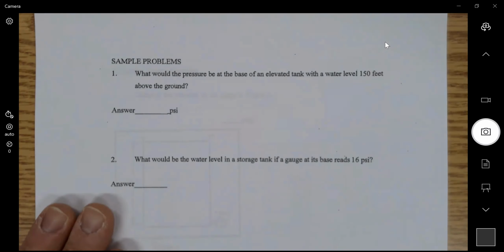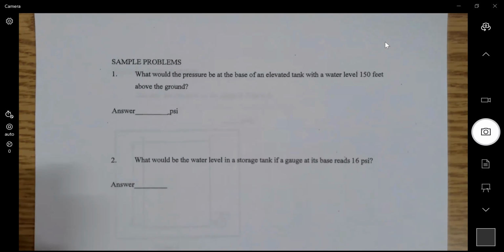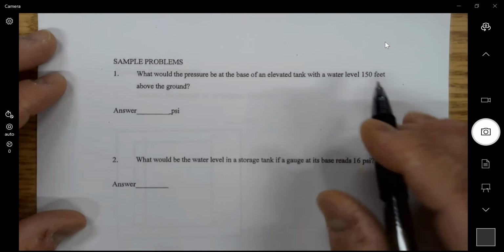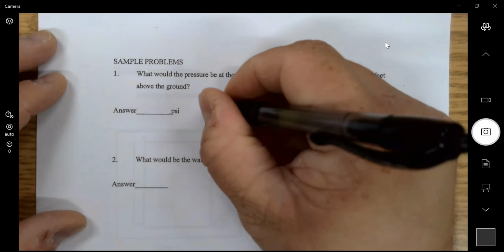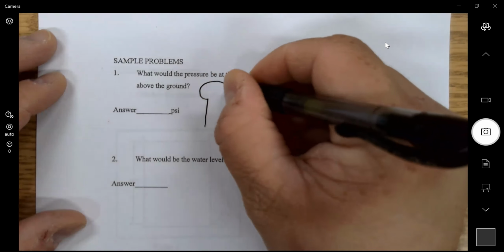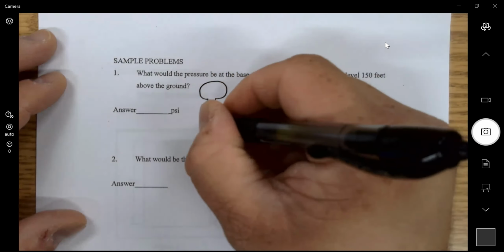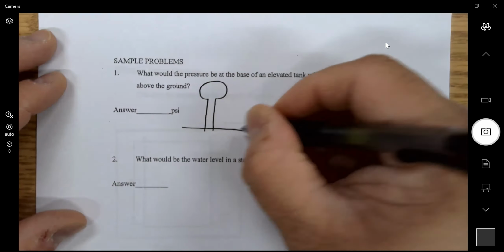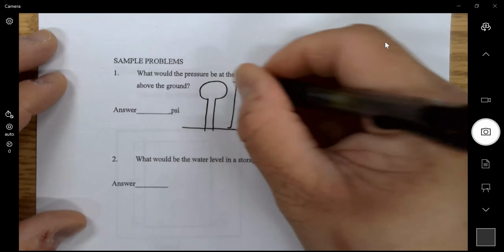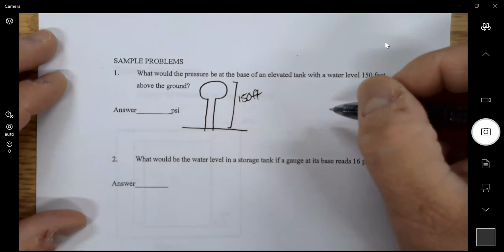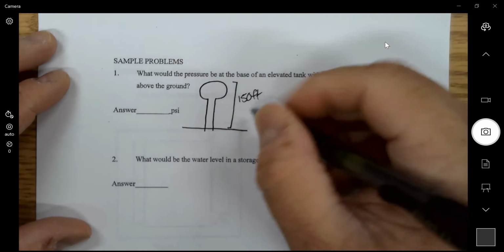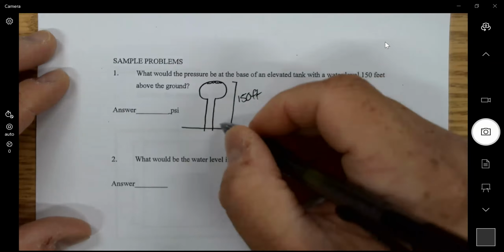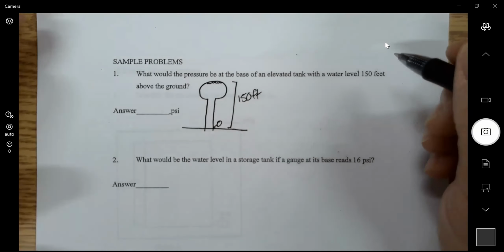So with that being said, I have some sample problems here that we're going to do. I'm going to do one and I want you to do the other. I'm going to do this one here: what would the pressure be at the base of an elevated storage tank that's 150 feet tall? With static pressure hydraulic questions, this one's pretty straightforward, but a lot of the ones you're going to see are not. They'll be story problems that you should draw out and depict. So this tank is 150 feet and completely full of water. There's a pressure gauge here, and we want to know what the pressure would be.